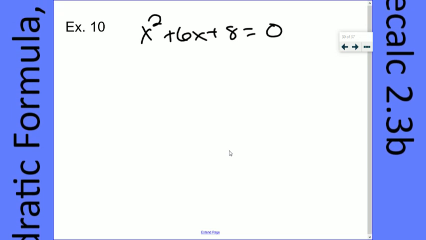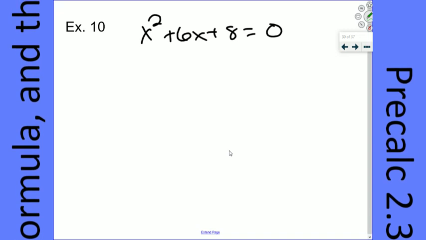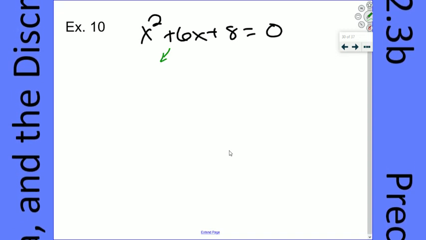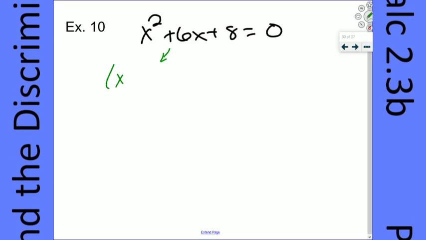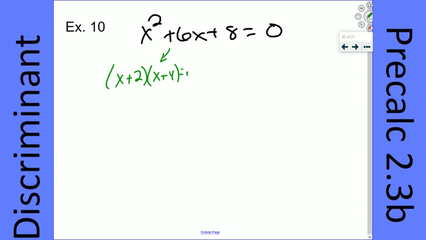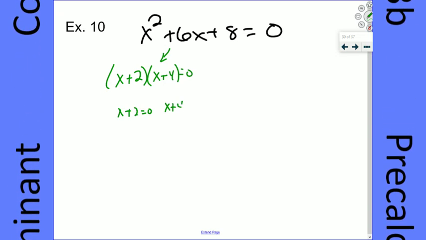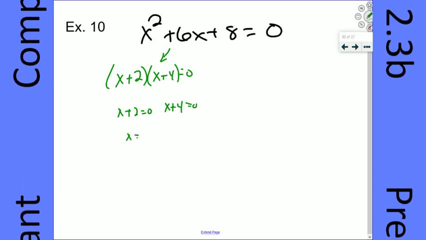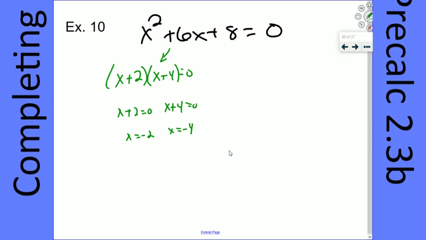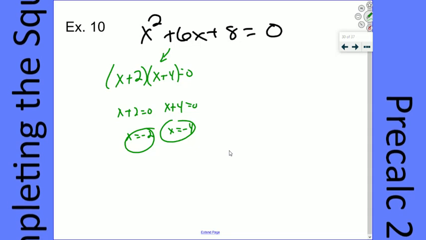We have x squared plus 6x plus 8 equals 0. Hopefully, if you're going through your checklist, you'll see, okay, I can't get x squared to equal some number, but I can factor this. This is actually x plus 2 times x plus 4 equals 0. So x plus 2 equals 0 and x plus 4 equals 0, and then x equals negative 2 and x equals negative 4. These are our two solutions. So factoring is our friend here.